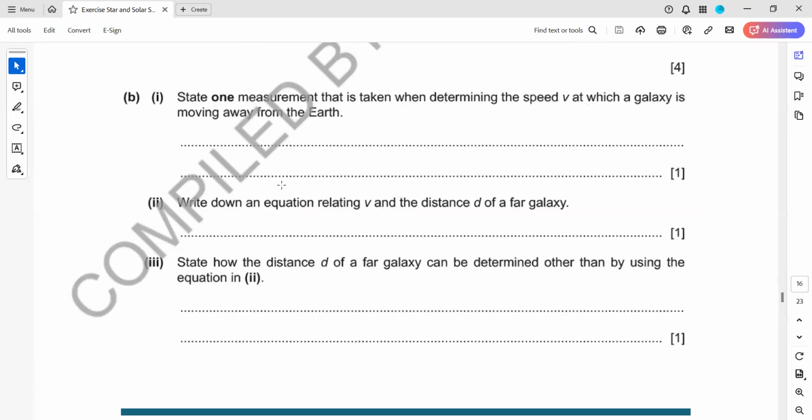Write down the equation which relates the speed and the distance of the galaxy. So we have v = H × d. State how the distance d of a far galaxy can be determined other than this equation. That was also a multiple choice question. We can determine the distance of these galaxies by using the brightness of a supernova.